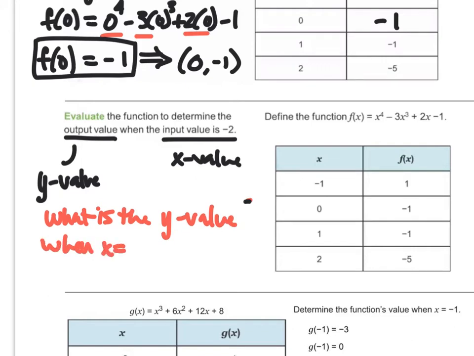when x equals -2? Again, the function value, this f of x, is another way for me to say y. So when x is -2, we're trying to figure out what's the y value. Now, if I look at my table, I notice that I have a value of 2, but I don't have a value of -2. So I can't use my table here, but I can use my function. I'm going to plug -2 into this, and we're going to see what we get.